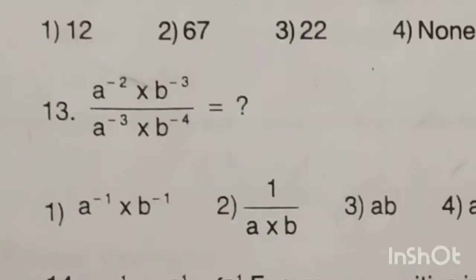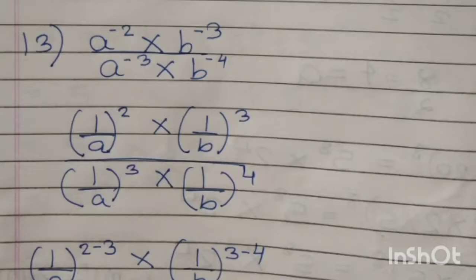13th question, a to the power minus 2 multiplied by b to the power minus 3 divided by a to the power minus 3 multiplied by b to the power minus 4. Now here a to the power minus 2, you can rewrite it as 1 divided by a to the power 2. As we know the law, a to the power minus 2 equals 1 divided by a to the power 2. So any number having a negative exponent, you can turn it into a positive exponent by just reversing the number.